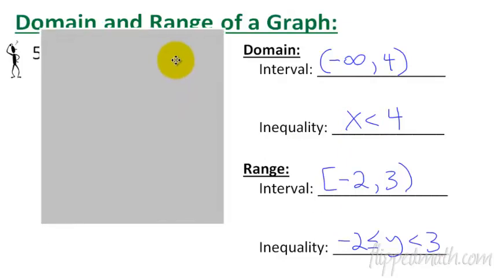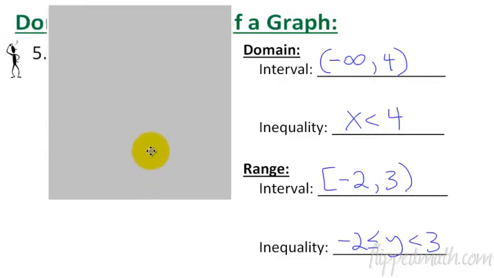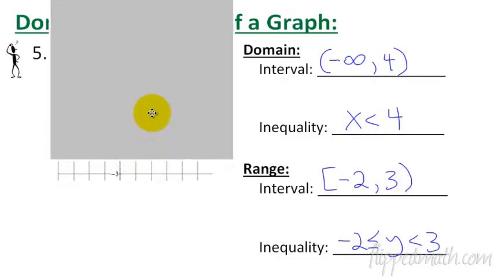All right, now let's do the range. So the range, you start revealing the smallest range value. The ranges are the y, so you start on the bottom. And then you can see here it starts at negative 2. We assume with graphs that it actually touches that point, so we're going to say it's at negative 2 with a bracket. And then it keeps going.